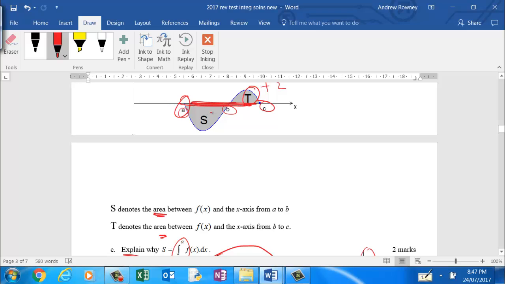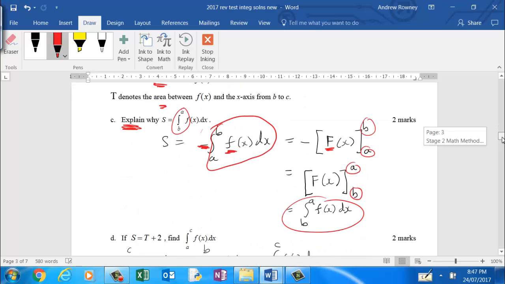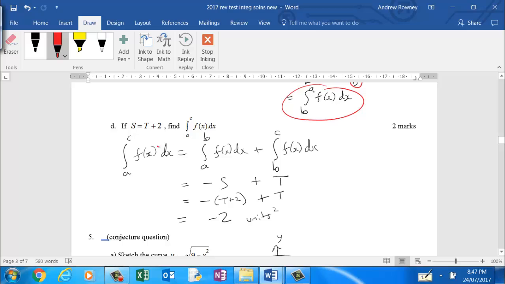Now notice it's not just simply adding these two, because this s is negative and that's positive, there's a bit of a subtraction happening. To work it out exactly, doing it mathematically, we're going to do a to c. Now I can split that into two parts, a to b, b to c. Now we already know this bit here is minus s, because we know s is the area, which is positive, but this is a negative value, so it's minus s. From b to c we know it's t, that's the area.